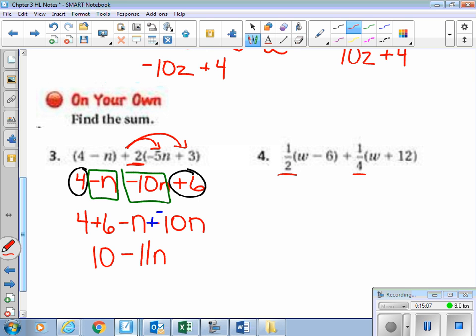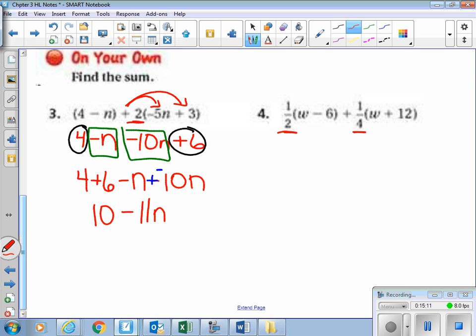And sometimes we like to write these expressions where the variable comes first. So if I want to switch the order around, I still have my negative 11n, and this 10 is a positive 10, so we would write plus 10. Both of those answers would be correct.